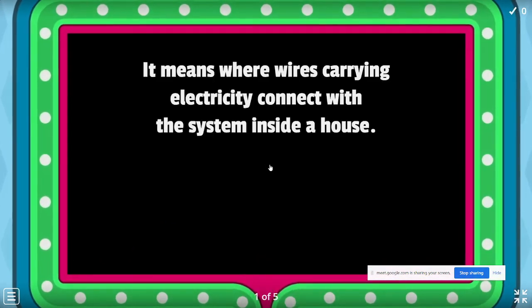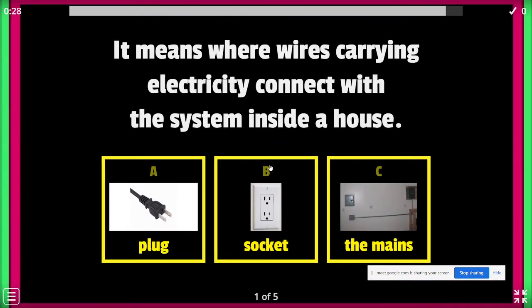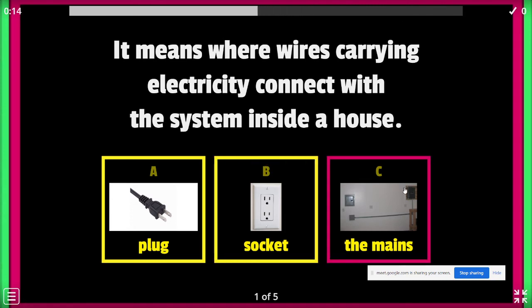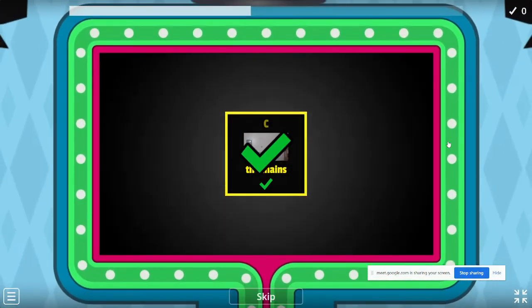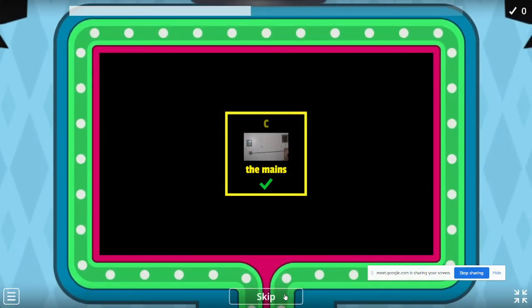Number one. It means where wires carrying electricity connect with the system inside the house. A socket? What kind of electricity is that? The mains, right? The mains. Yes, correct.